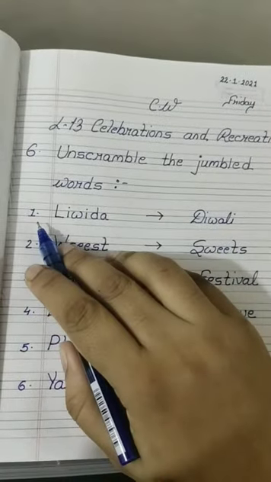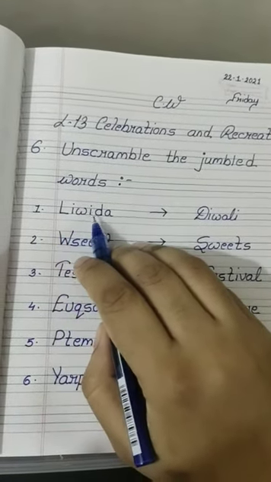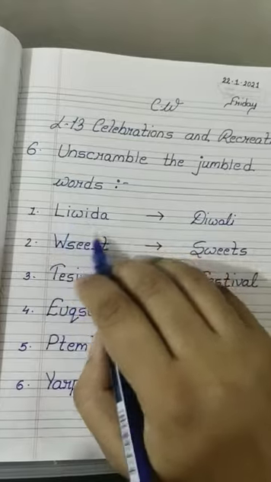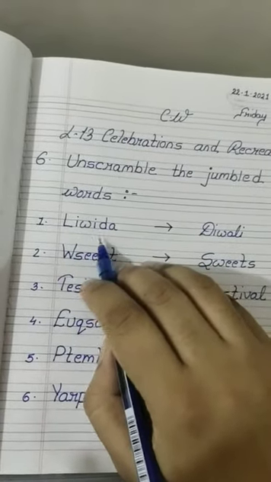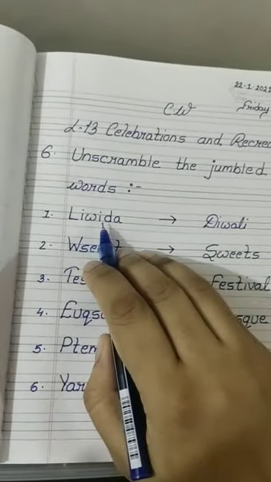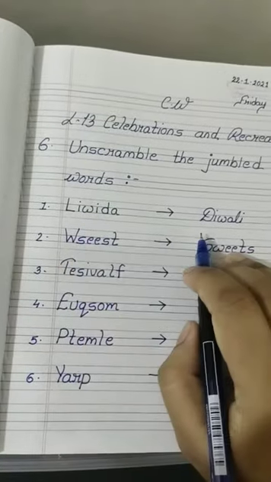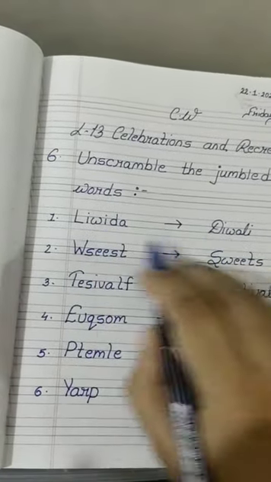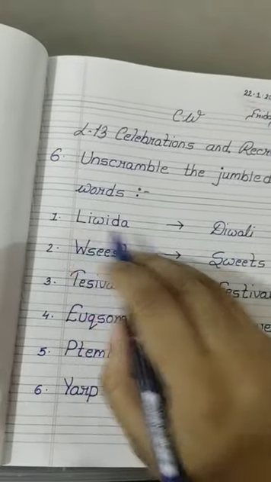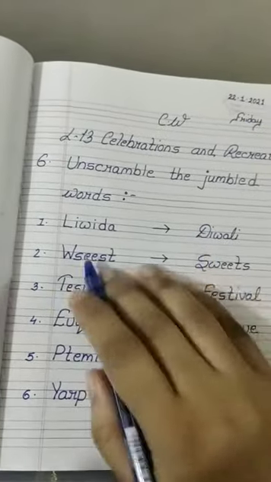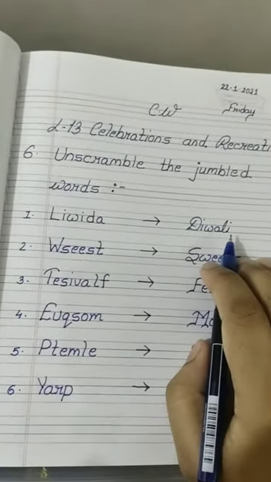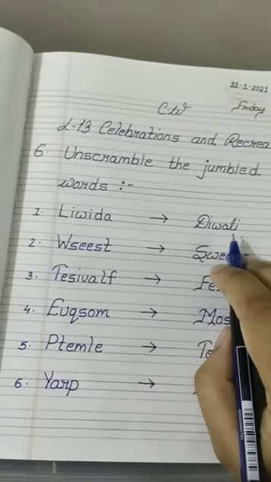So number one, LIWIDA. So you make the word, you have to convert it into a word. So from here you picked DIWALI. So this is a new word, it's Diwali. Which word is it? Diwali.